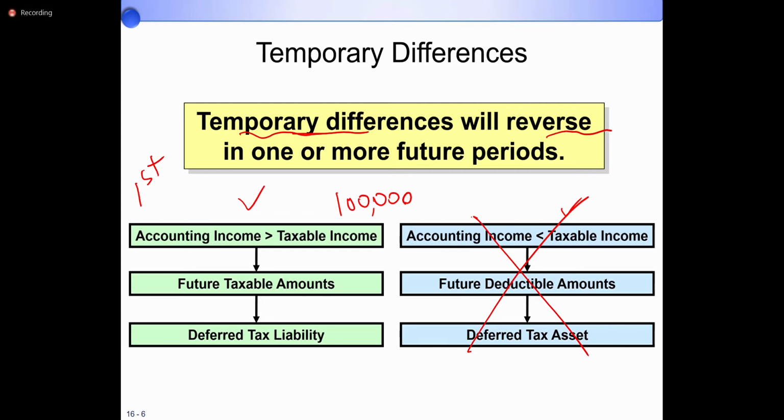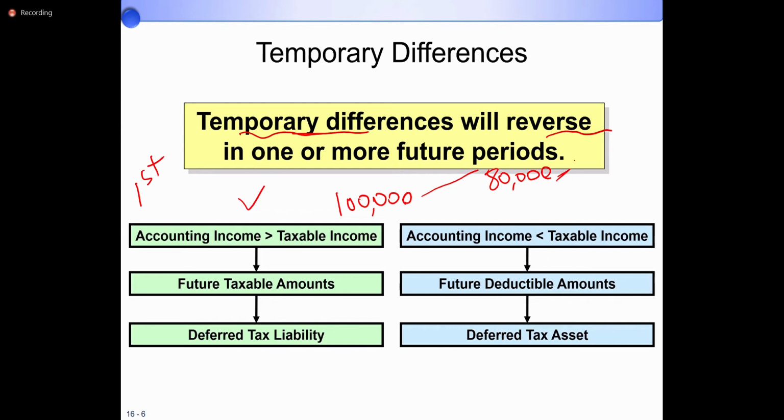How about the taxable income? Let's say taxable income is only 80,000. It tells us 80,000 is what we pay tax on. Let's say we pay a 10% tax rate, 10% times 80,000, you get 8,000, right? So 8,000 should be the tax we need to pay this year. That's called taxable income, based on the tax code, regulated by the federal government.